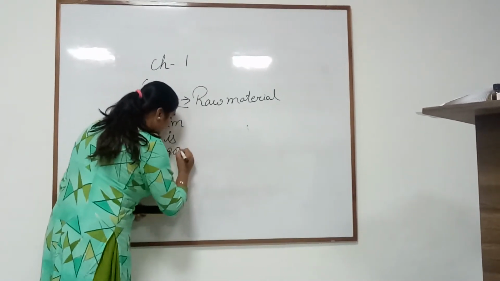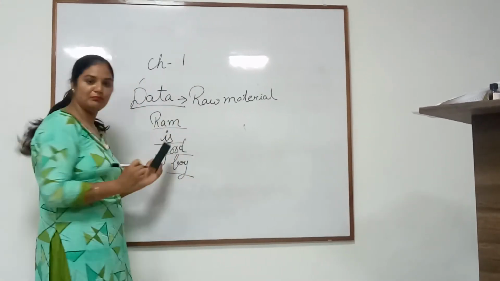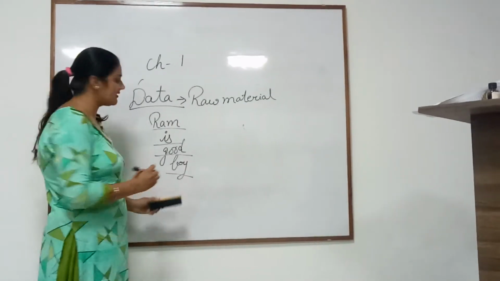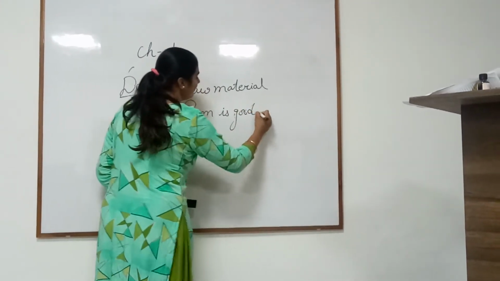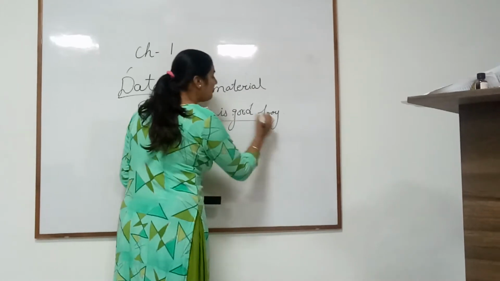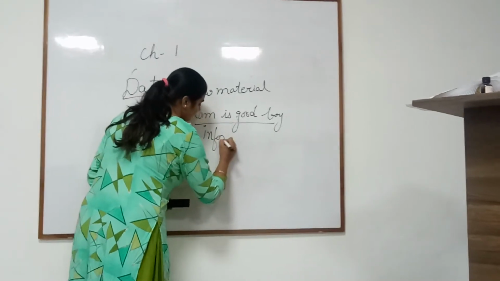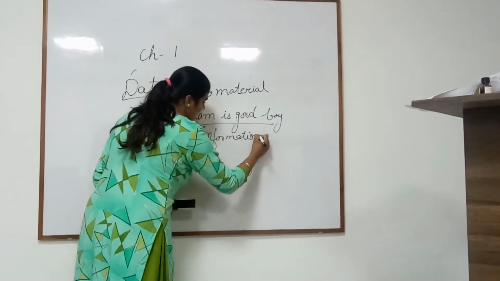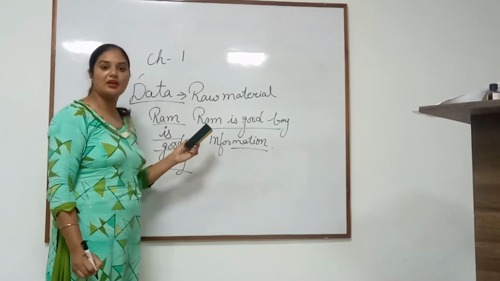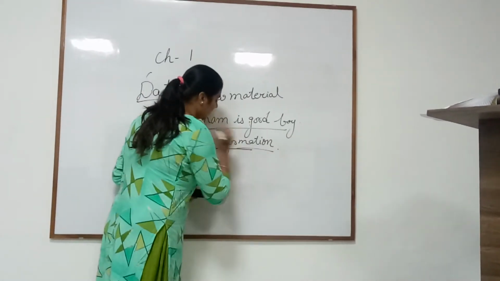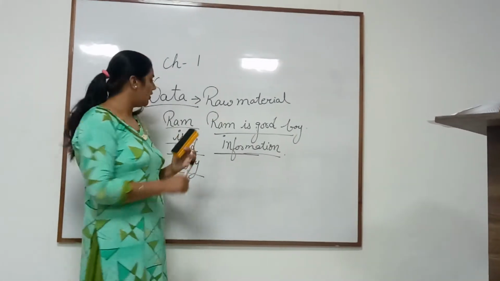Ram is good boy. Single, it doesn't have any meaning, but if we collect all the sentence, it comes as Ram is a good boy. So now it has some meaning that Ram is a good boy. It means it is called the information. So data is a raw material. When it is processed by the computer, right, then it is converted into meaningful information. So this is the difference between data and information. Now let's move further.